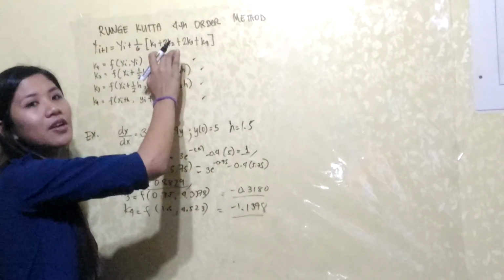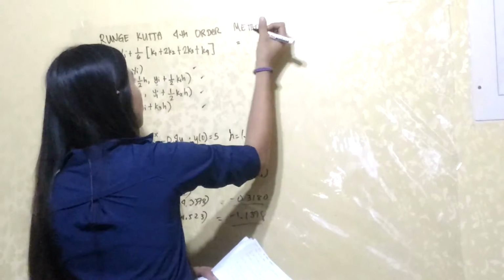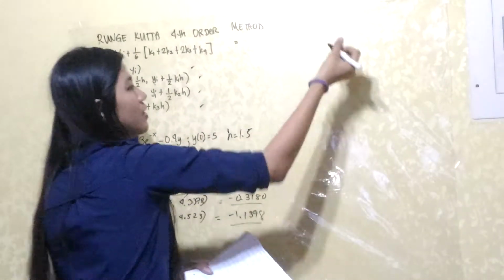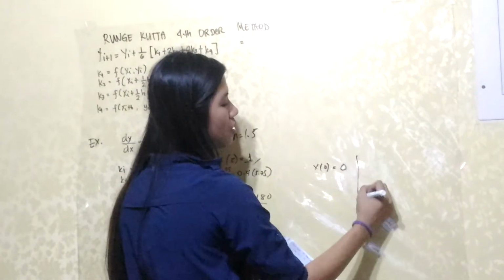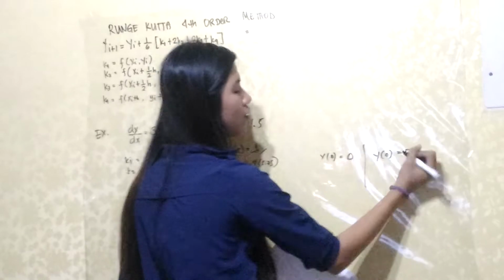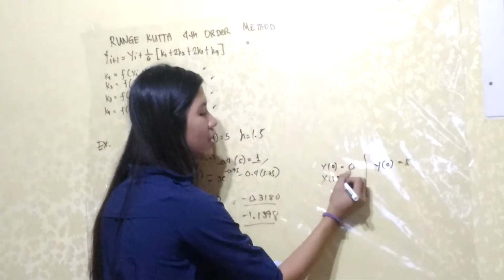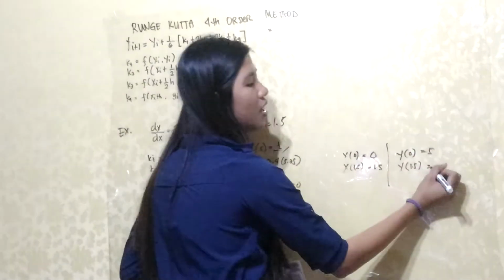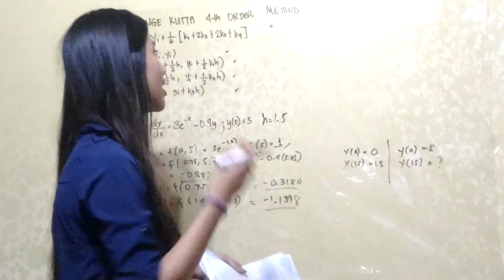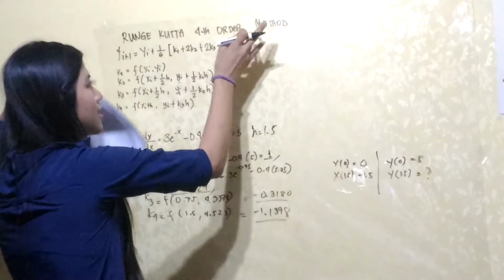So now that we have the values for k1, k2, k3, and k4, we are just going to substitute them here in our equation, such that this would be our y1. If we write it down here, x at 0, the initial condition, our y sub 0 would be equivalent to 5. Since our step increment is 1.5, our x is 1.5, and at 1.5 the y would be unknown. So that is what we are trying to get here.